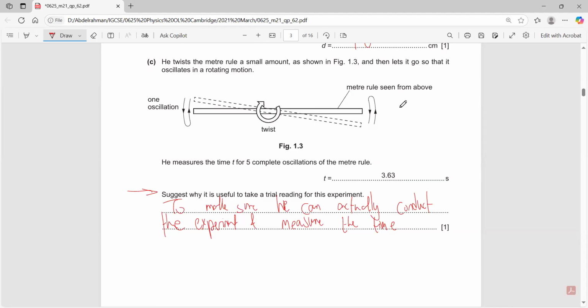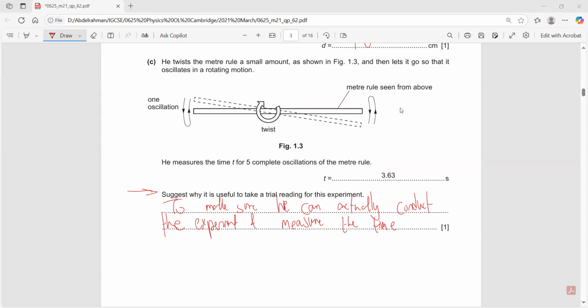What if, for some reason, these 5 oscillations were too little? For example, the time taken was too little, 0.1 seconds or 0.2 seconds, whatever. That would be too short a time for him to actually go on and conduct this experiment, right? So that's why he needs to make sure he can conduct this experiment and actually measure the time. That's why he conducts this trial experiment.